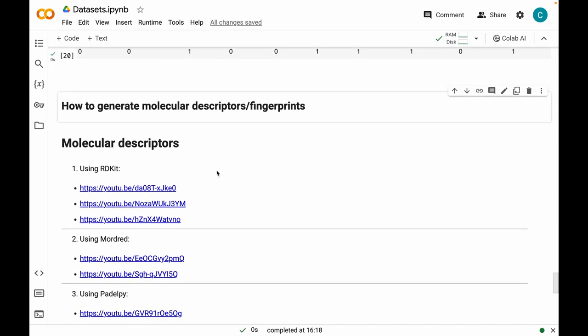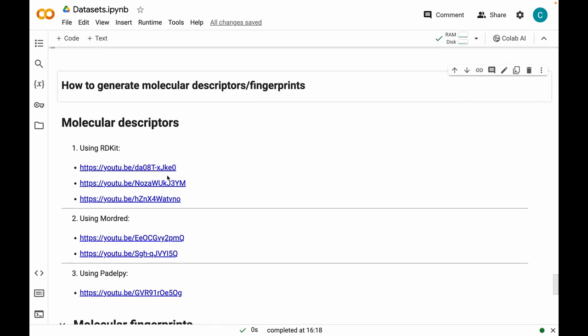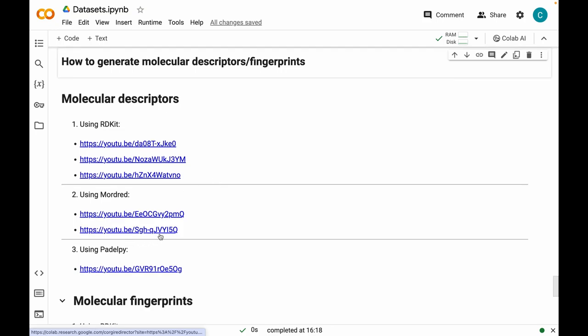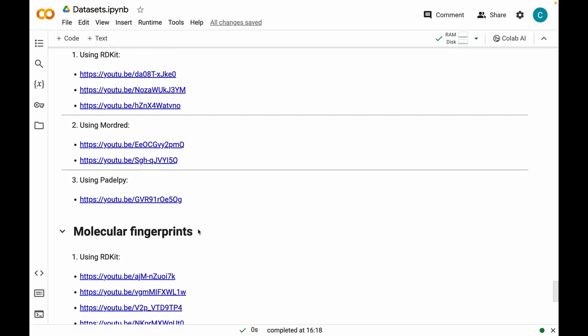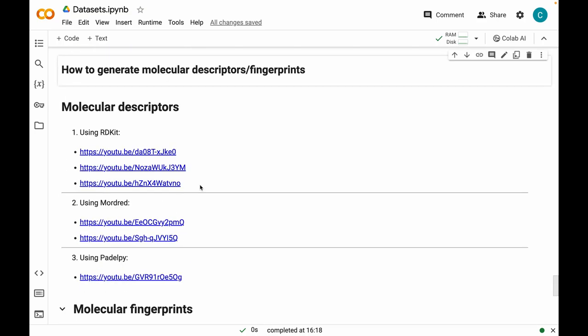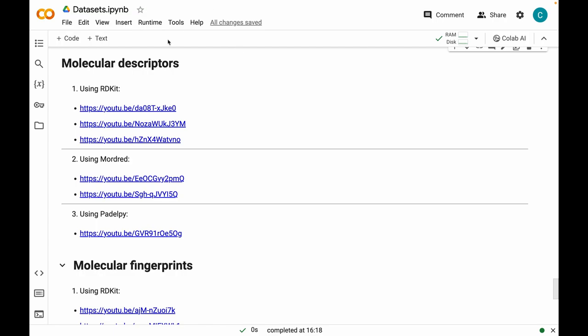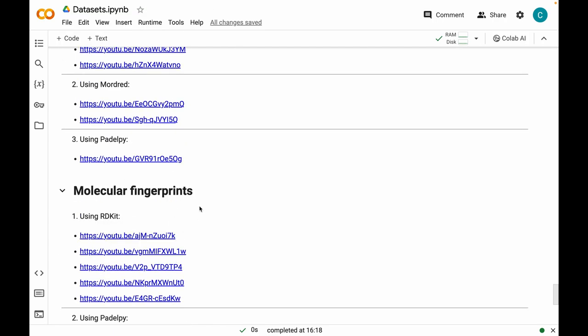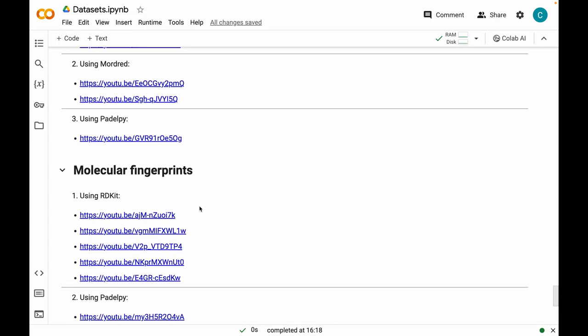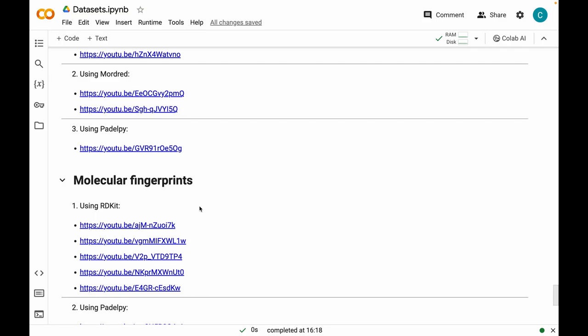Now in this video, I just have talked about RDKit descriptors, but you can go ahead and generate various other descriptors using other software such as Mordred, PaDEL-Py, and you can even explore the molecular fingerprints. And I have made videos on pretty much all of these topics, as in how you can calculate the molecular descriptors and fingerprints. So if you're interested, you can check out these videos.